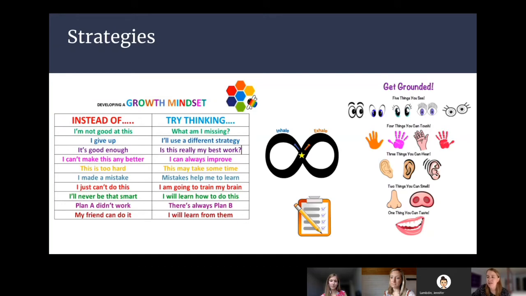And then this get grounded visual helps kids regulate themselves when they've become escalated. It asks them to point out 5 things they can see, 4 things they can touch, 3 things they can hear, 2 things they can smell, and 1 thing they can taste. So the name of the visual is appropriate. It helps kids with grounding themselves when they're escalated.